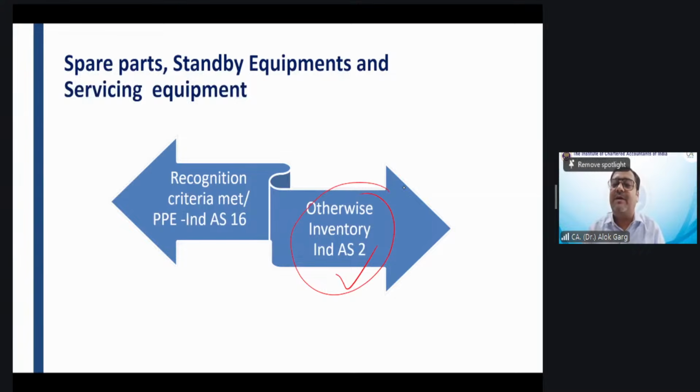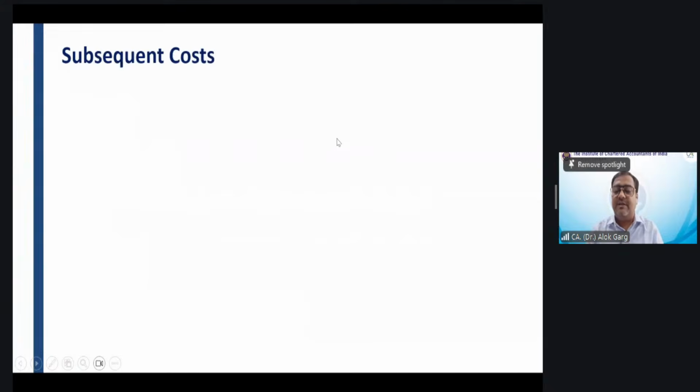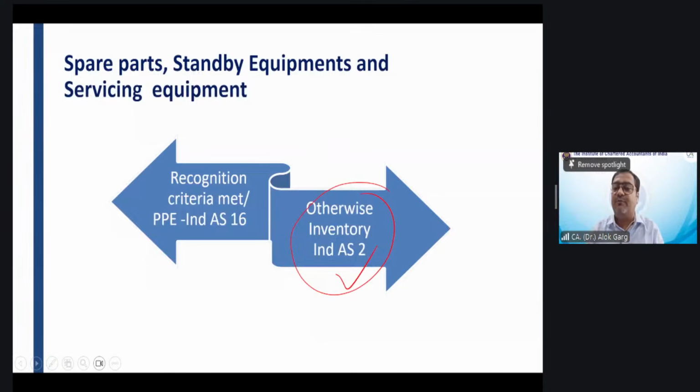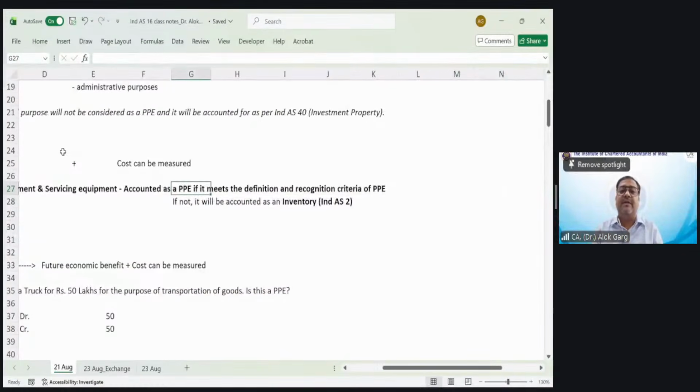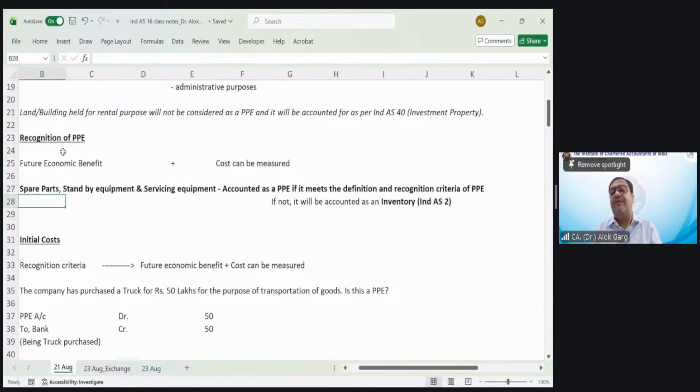So spare parts, standby equipment and servicing equipment, if these meet the definition and recognition criteria of PPE, have to be recognized as PPE. Otherwise, they have to be recognized as an inventory under Indian Accounting Standard 2. Clear? Yes. So recognition of PPE requires future economic benefit plus cost that can be measured. If not, it will be accounted as an inventory.